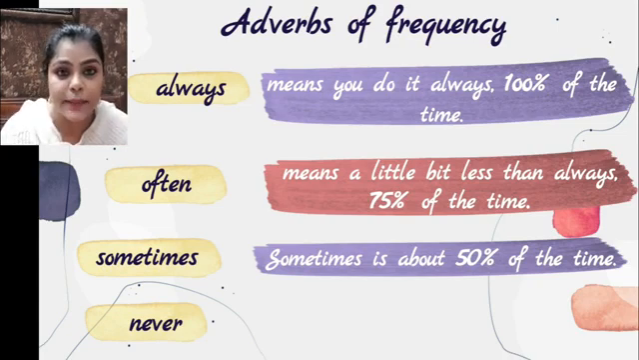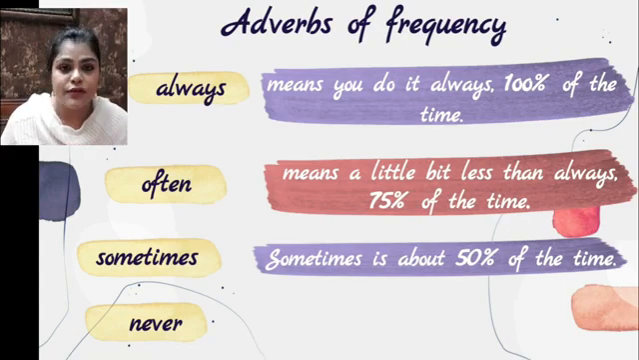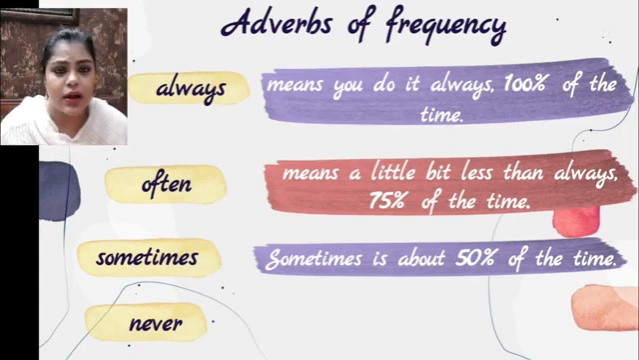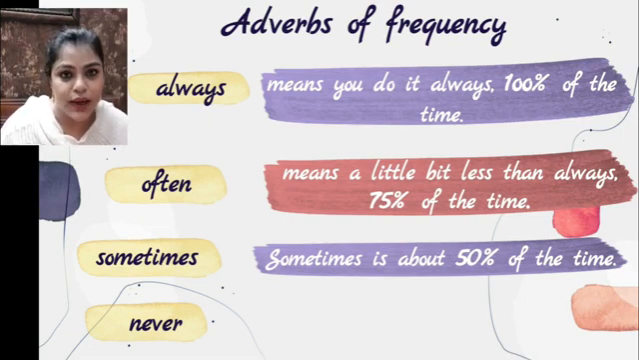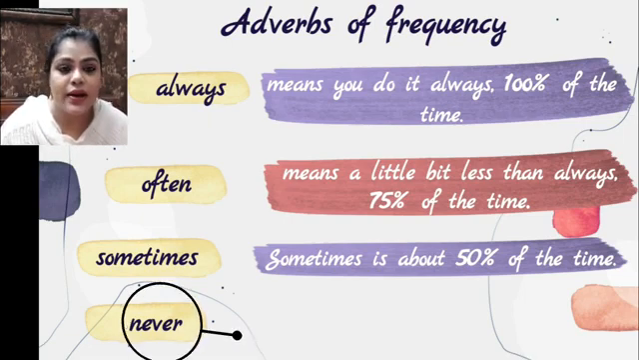Okay, there's one more example. I sometimes watch TV and I sometimes read a book. That means 50%. Whatever I feel like. Sometimes this, sometimes that. So I sometimes watch TV and sometimes I read a book. Like 50%. Okay. Now, let's see the next one.